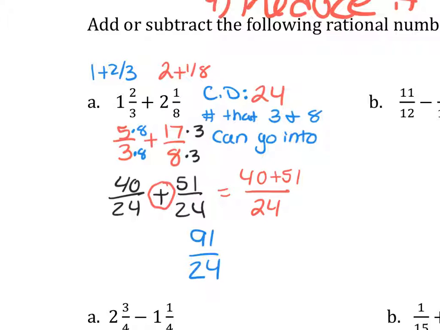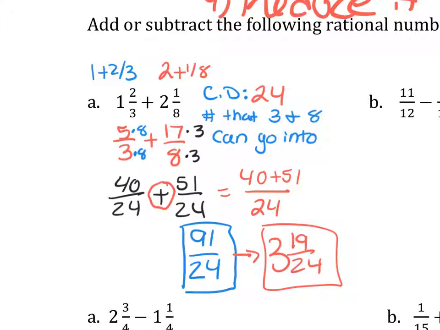And then we need to check to see if we can reduce it. So in your calculators, you would do your 91 divided by 24, and then math, enter, enter. Can we reduce it anymore? No. So we can leave it like that since I don't say you have to convert it to a mixed number. If you want to convert it to a mixed number, you can. You would have 3 and 19 over 24. So either one of these answers is okay if I don't specify.